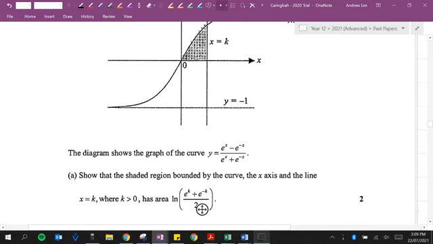Show that the shaded region bounded by the curve, the x-axis and the line x equals k, where k is greater than 0, has area ln of e to the k plus e to the negative k all over 2.